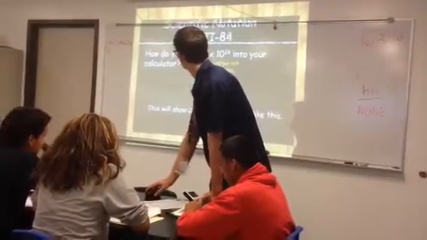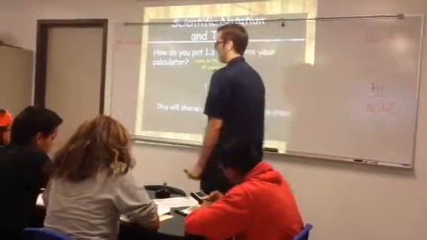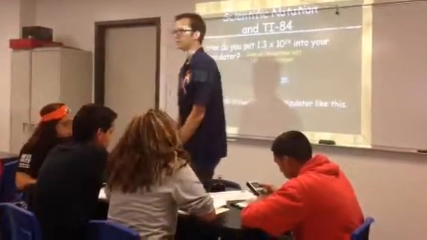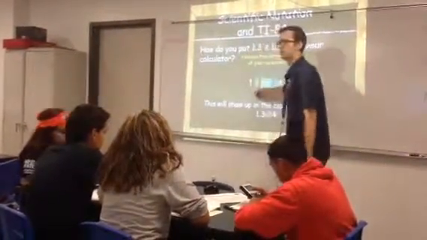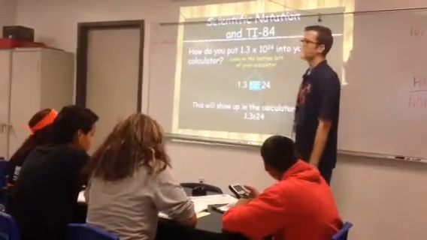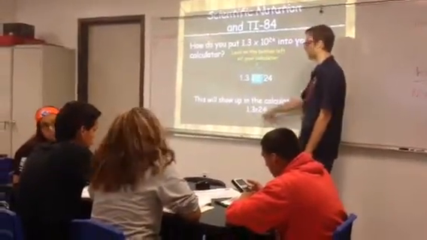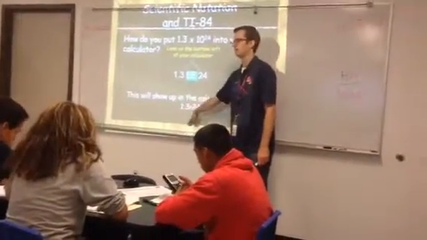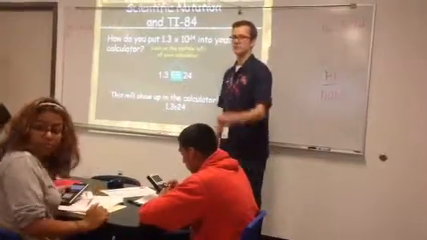Yay. You have an EE button at the bottom left of your calculator. You see that EE button? Type in 1.3, hit the EE button, just hit it once, and then hit 24. And you should have something like this. Did everybody successfully get to this number on your calculator? Nope. Okay. You didn't, Jonathan?